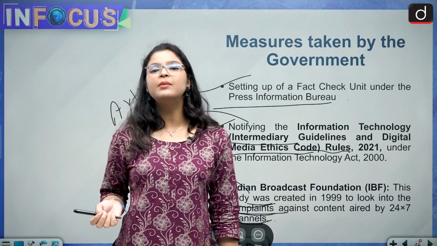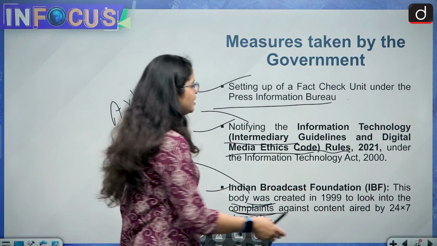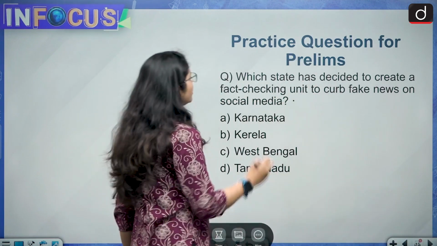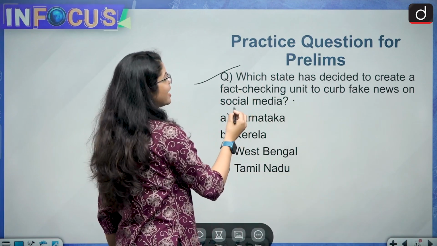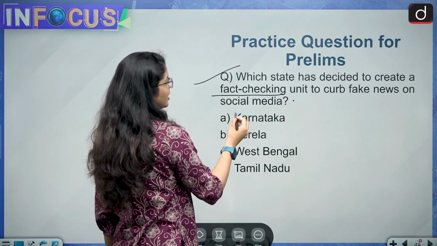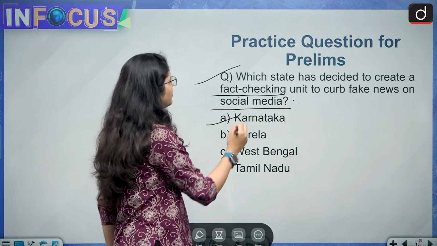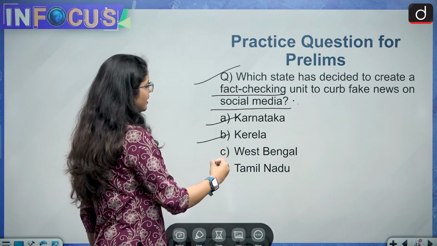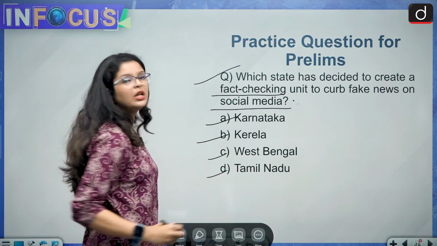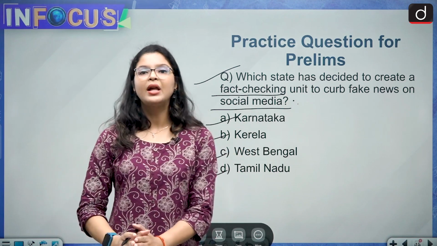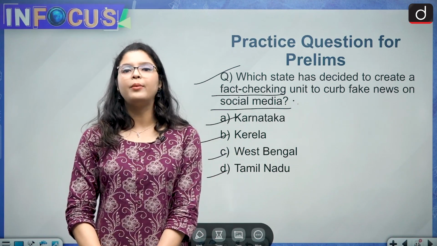Now let us analyze a practice question for your prelims examination. The question is, which state has decided to create a fact checking unit to curb fake news on social media? Your options are, option A is Karnataka, option B is Kerala, option C is West Bengal, and option D is Tamil Nadu. Kindly drop your answer in the comment box below.